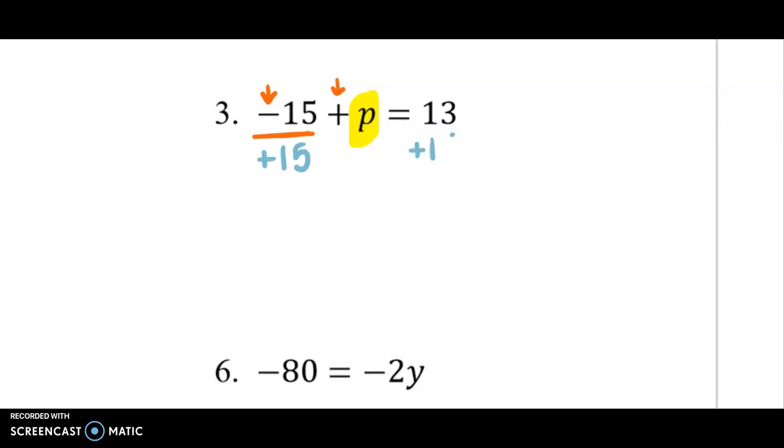Whatever I do to one side, I must do to the other. Cancels out over here, and I am left with p. Bring down the equal sign, is equal to 28.